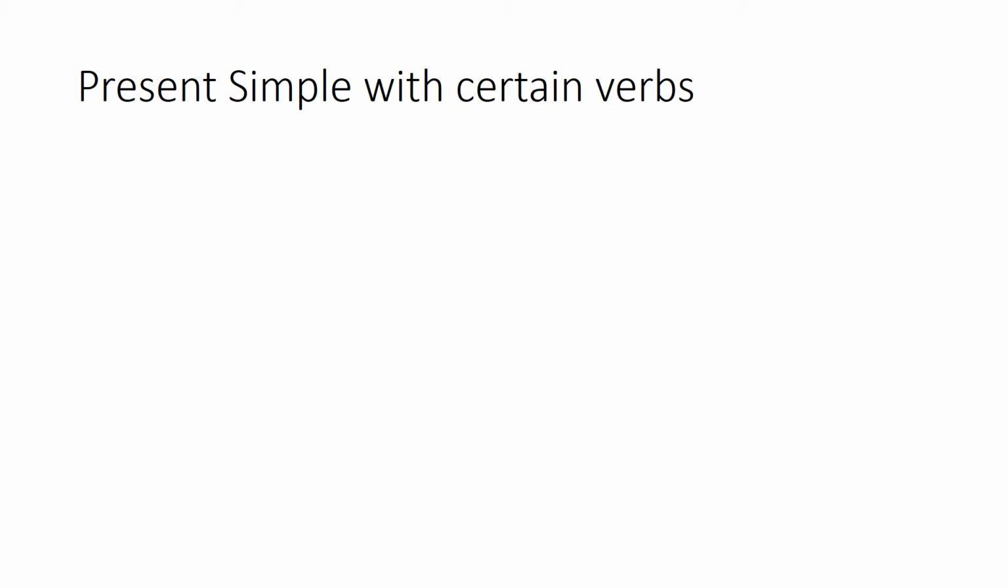Just to remind you, in the present simple, if we have the subject he, she, it, we add s or es to the verb. For example, we say he plays. And if we have I, they, we, you, we don't put anything on the verb. For example, we say they play, they read.